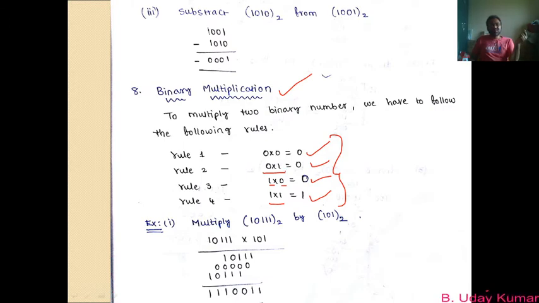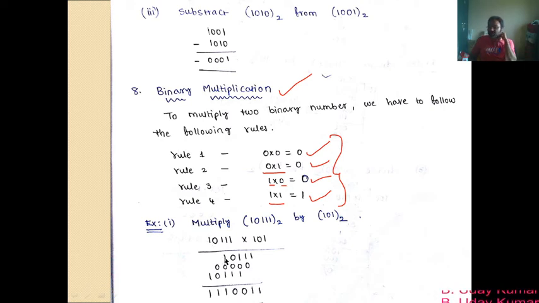To understand binary multiplication, let us take an example. Let us try to multiply 10111 to the base 2 by 101 to the base 2. So 10111 multiplied by 101. You already know the rules. 1 multiplied by 1 gives 1. 1 into 1 is 1, 1 into the next 1 is 1, 1 into 1 is again 1, 1 into 0 is 0, and 1 into 1 is 1.